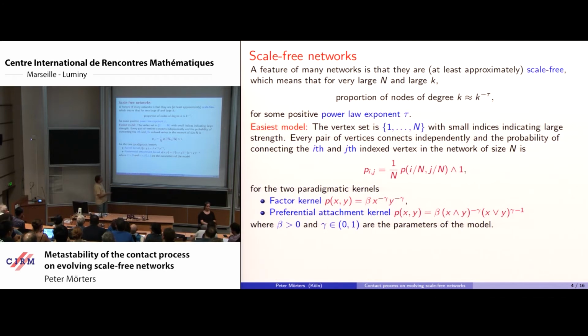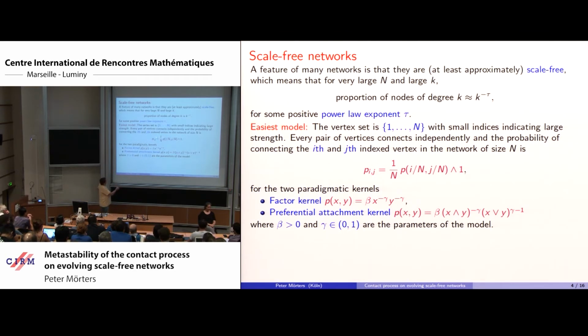Okay, maybe this was a warning because this number here could be bigger than 1 in this case. To make it a probability, I just cut off at 1. Okay, so I take my vertex set 1 to n, and I have a probability p_ij of connecting the ith and the jth indexed vertex, and I do this independently for every pair i and j, which are distinct.